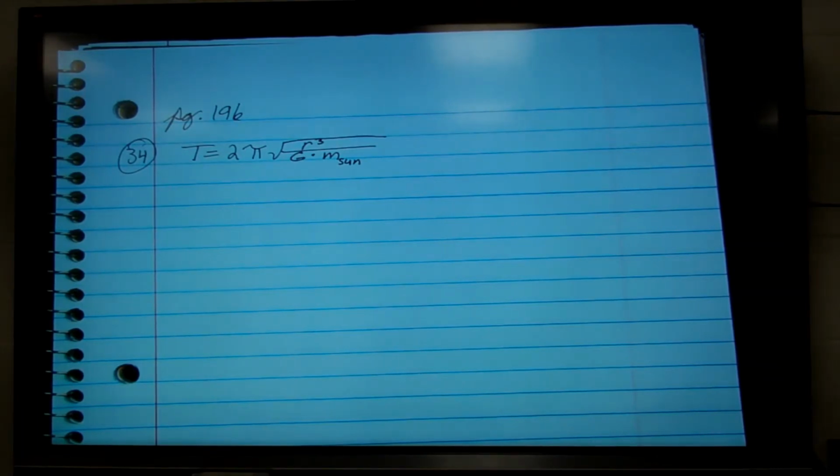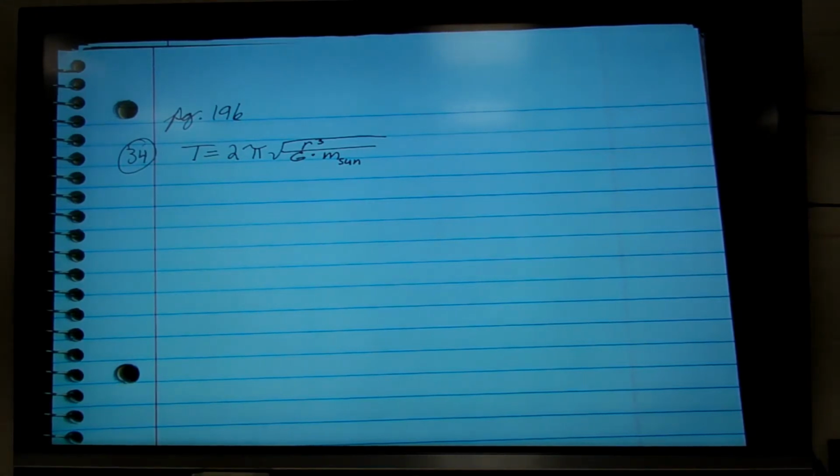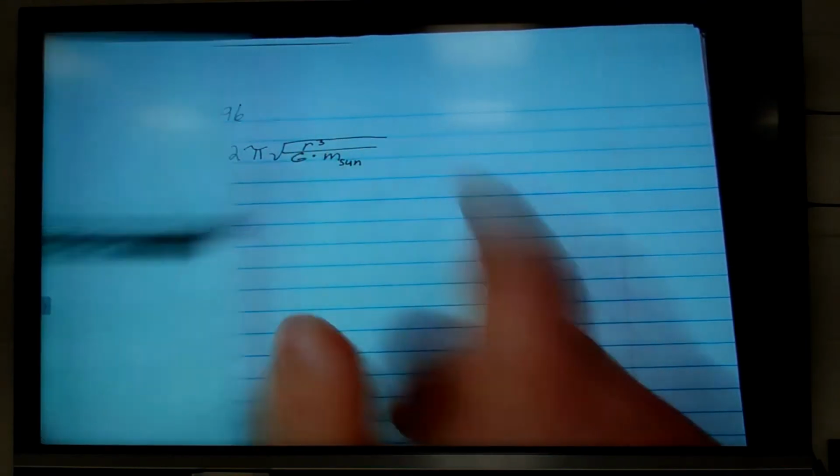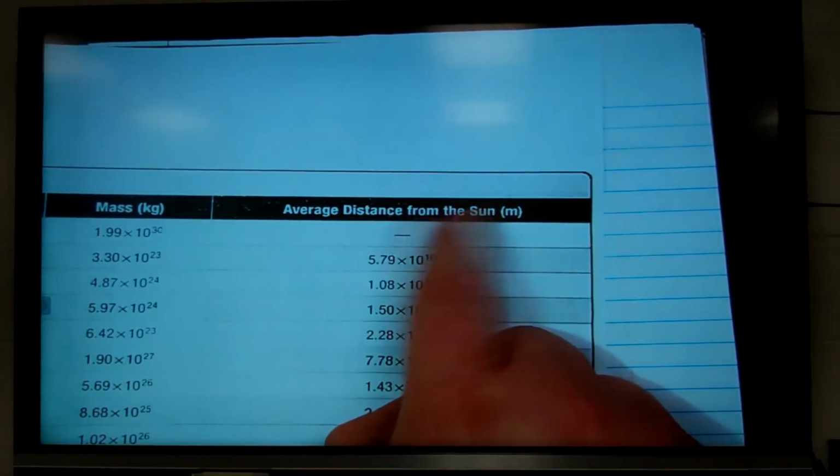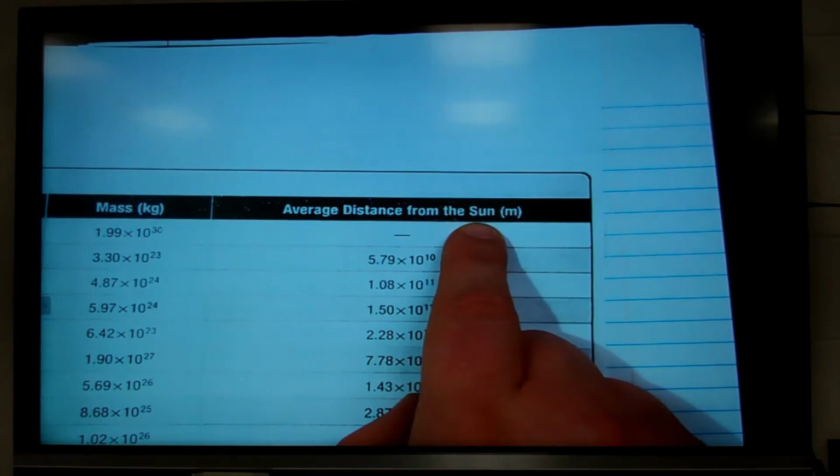Alright, so on this, pretty much from here we're going to plug this information in, but you got to understand the information that you're looking for. So this radius that we're talking about here, that's actually the average distance from the sun. There we go, get my finger in the right spot.